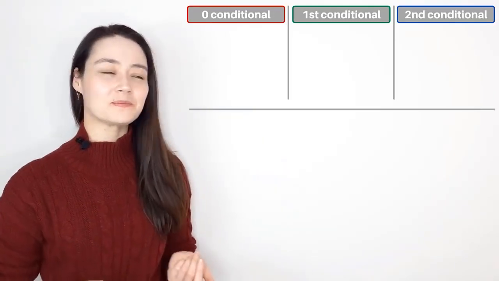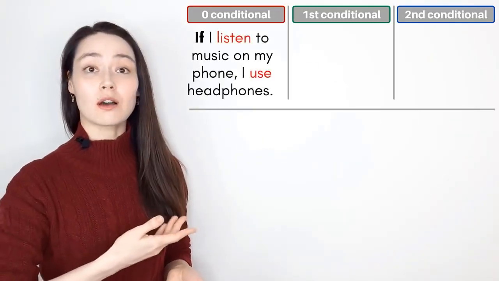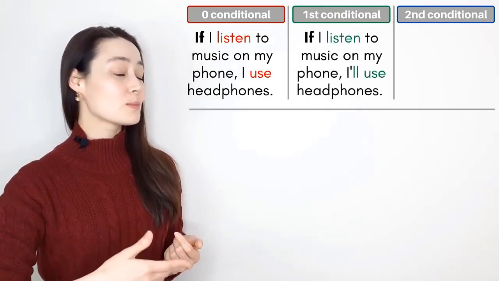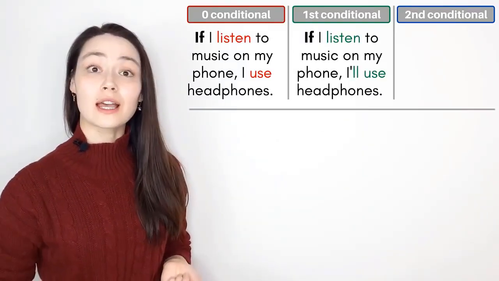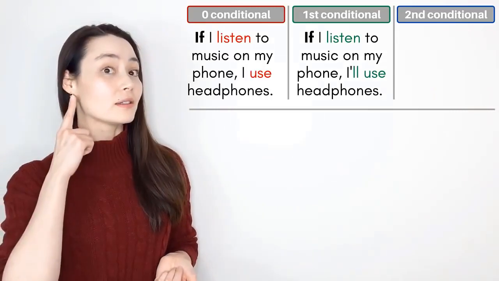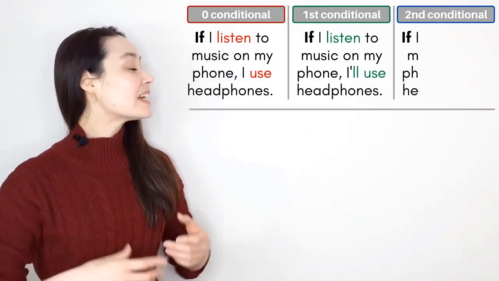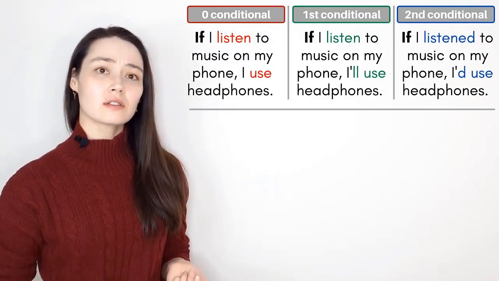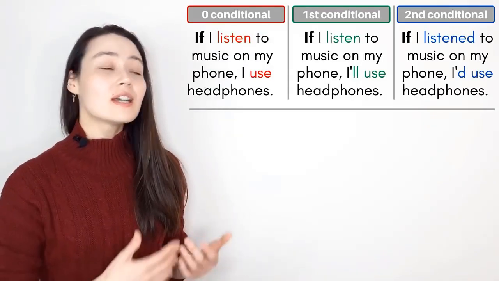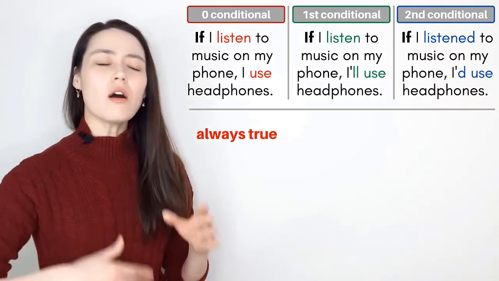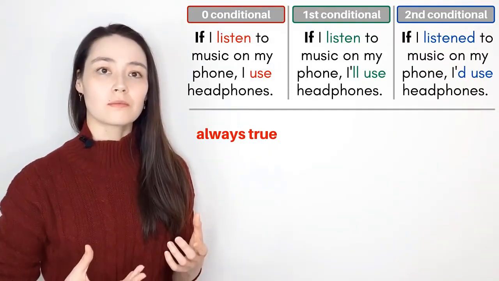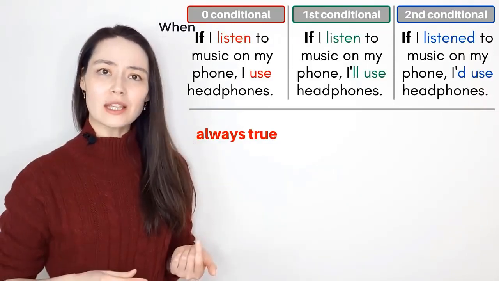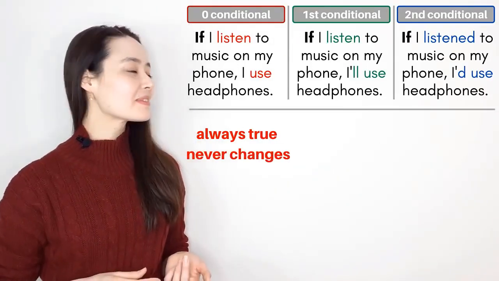So let's do that. If I listen to music on my phone, I use headphones. If I listen to music on my phone, I'll use headphones. If I listen to music on my phone, I'd use headphones. So what's the difference? Zero conditional. I always listen to music on my phone. When I do this, when I listen to music on my phone, I use headphones every time.